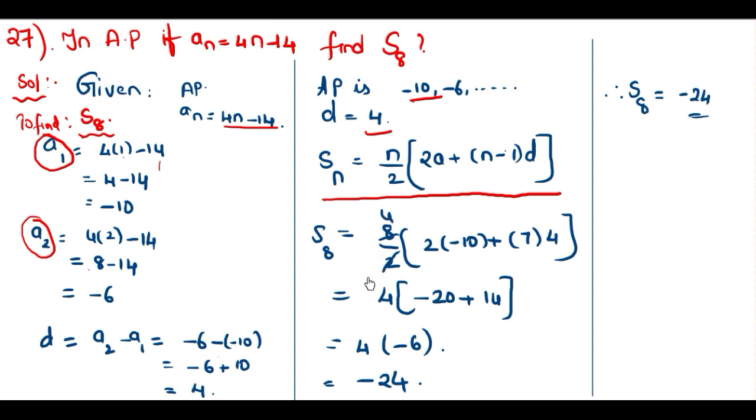We can cancel, 2 4s are 8, and here plus into minus gives us minus, 2 10s are 20 and then 7 4s are 28. A positive and a negative number, so we need to subtract. 20 minus 14 is 6 and the sign of the bigger number is minus. Plus bracket means into, plus into minus will give us minus, 6 4s are 24. The sum of first 8 terms is minus 24. Hope that is clear.